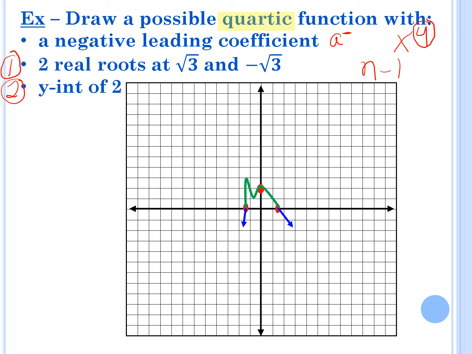Now you could have put your other 2 turns on the other side, but it needs to look something like that. Now again, don't get stressed. It's just a sketch. Just a sketch. We're going to get into the finer specifics of graphing on day 2.